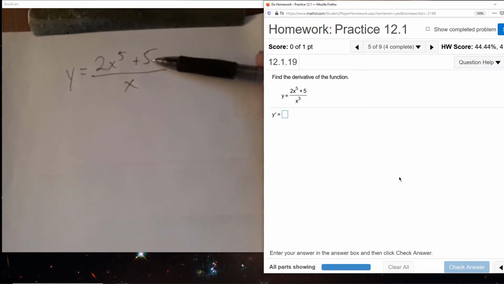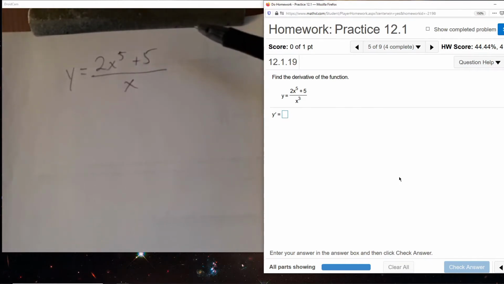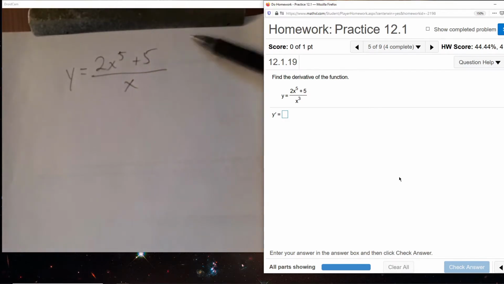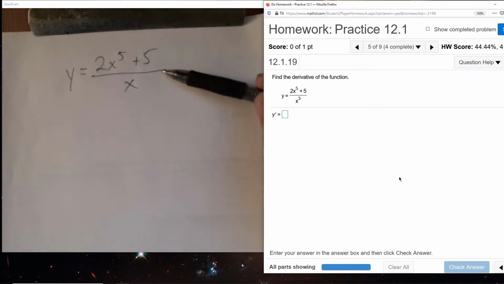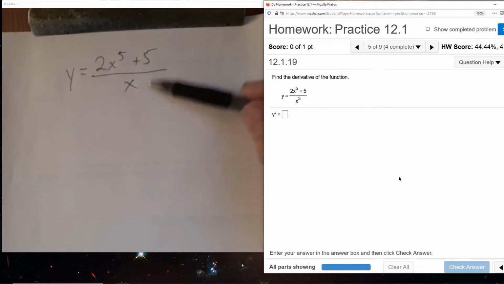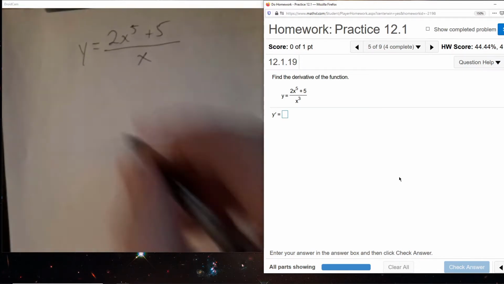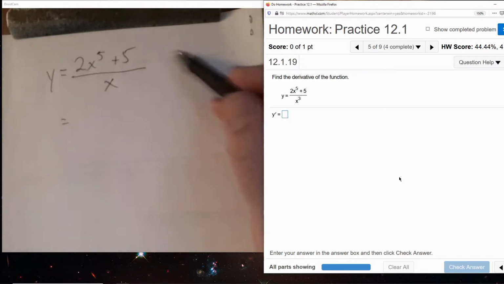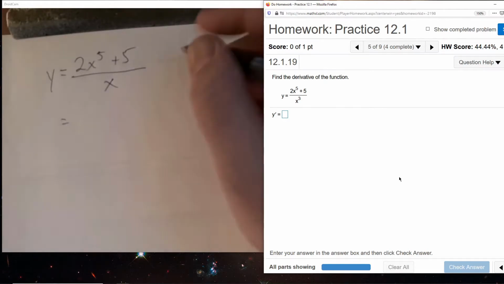So like in the numerator, if functions are added or subtracted, that's no big deal because the derivative distributes, which means we can do them term by term. However, we haven't talked about what happens when you have functions that are divided. And we will. But what they're looking for here is to decompose this back into fractions.